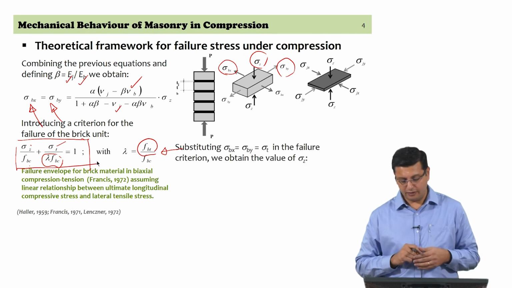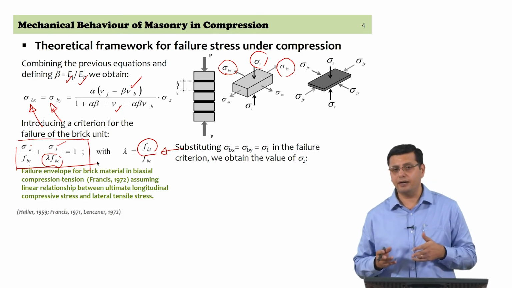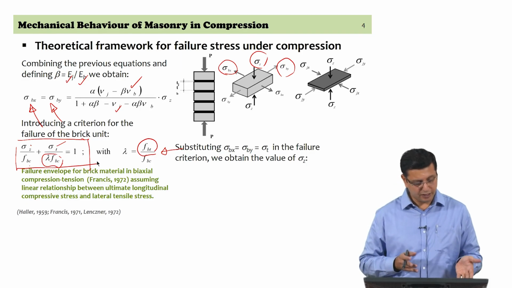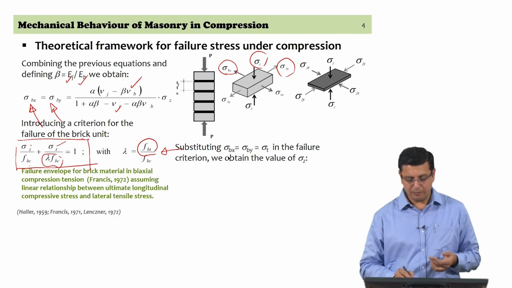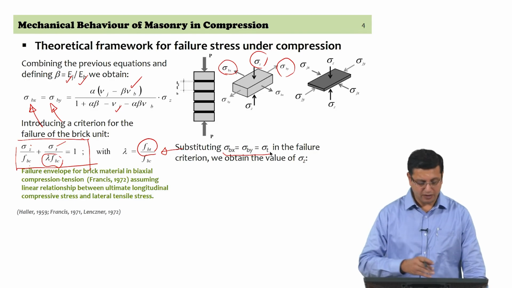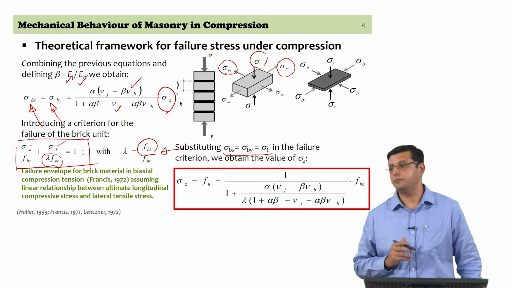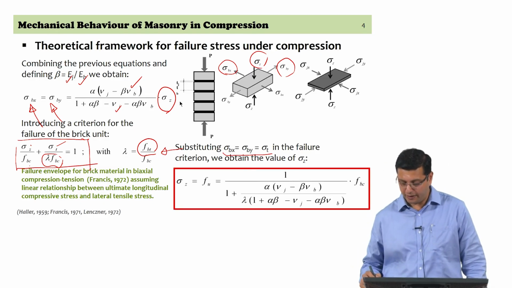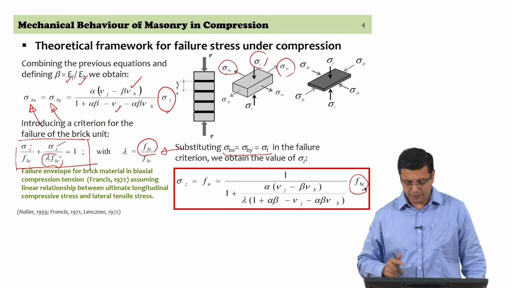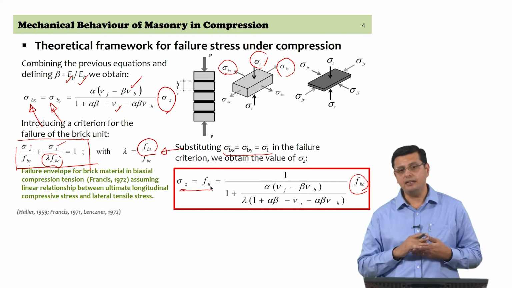So, if we now substitute in the expression, we have been using sigma bx and sigma by, which are nothing but tensile stresses in the unit. So, we have an expression here in sigma t. Sigma bx and sigma by are being substituted by sigma t in the failure criterion, and rewriting in terms of sigma z, we get an expression for sigma z. Since we are now bringing in the failure strength in compression of the unit, the sigma z is going to be referring to the failure in compression of the masonry assembly itself.